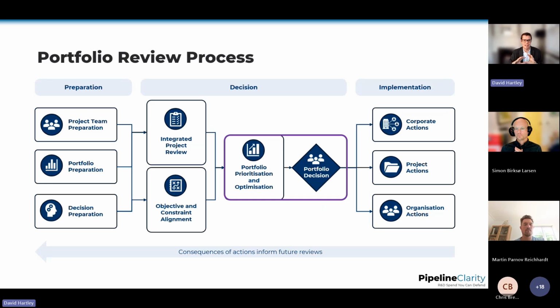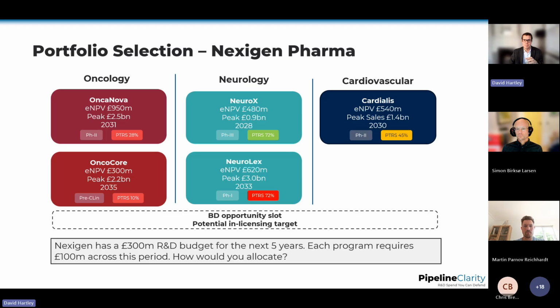So that's some of the decisions that we need to enable before we get on to portfolio prioritization and optimization. And portfolio prioritization and optimization is where the good stuff happens. This is where the fun happens in the process, and this is really what the portfolio review is all about. So as we come into this section, we'll start with a little bit of a thought exercise.